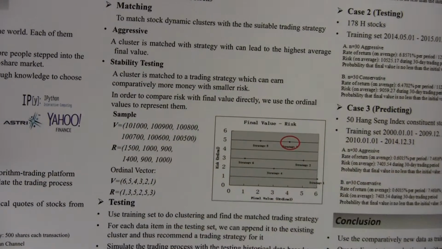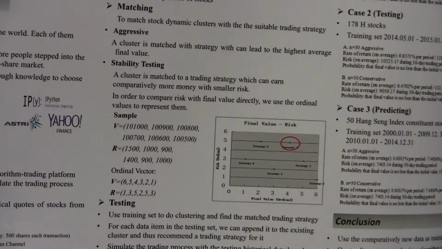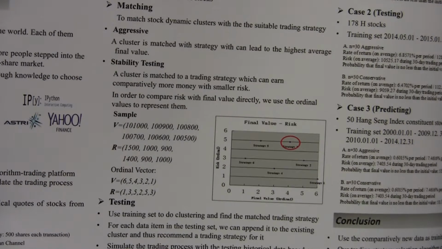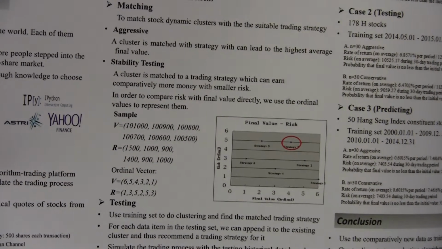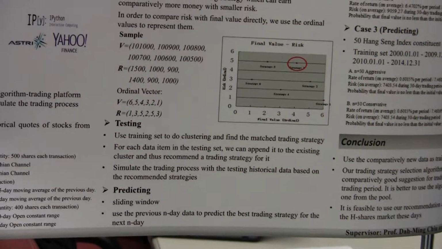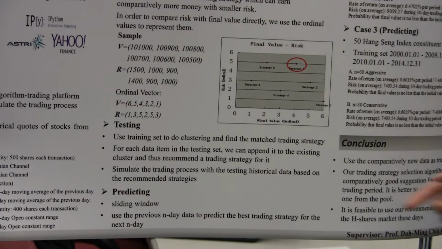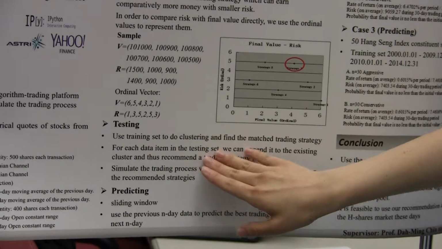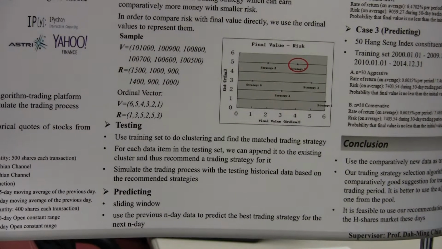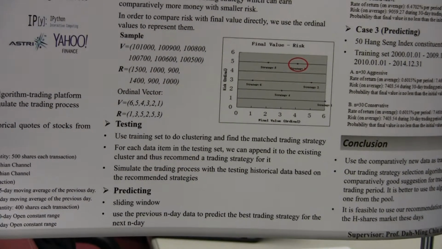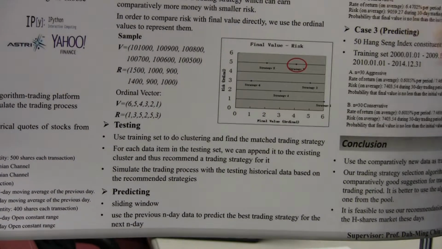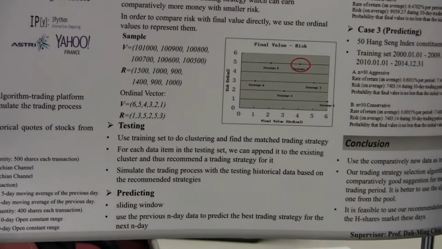For the testing, we want to prove the feasibility of our algorithm. It means that we will recommend the users the most suitable trading strategy according to the next end day historical data. For example, when we have new data, we will do clustering and then append it to the closest cluster, and then recommend a trading strategy according to the result we got in the previous step.